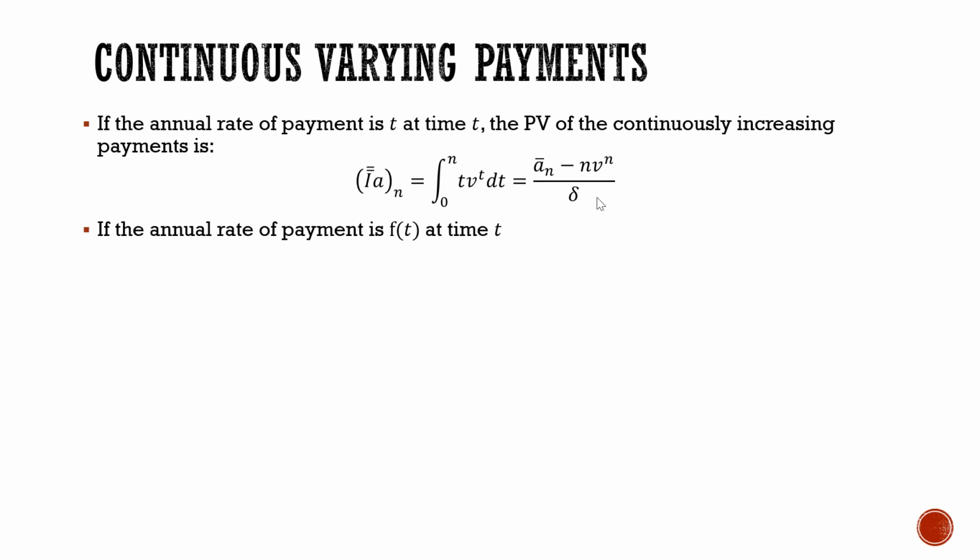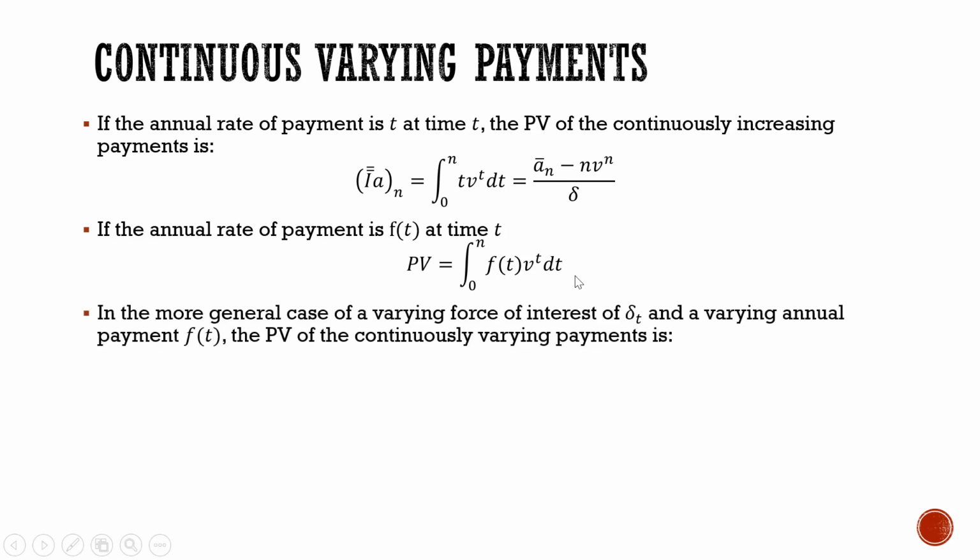And if the annual rate of payment is f(t), that means it's multiplied by f(t), not t. So the present value is we integrate from 0 to n of f(t) v^t dt. And in the more general case, the force of interest is a function of t. That means we have varying interest rates and also varying annual payments f(t). So the present value here is the integral from 0 to n of f(t) e^(minus the integral from 0 to t of delta(r) dr) dt.